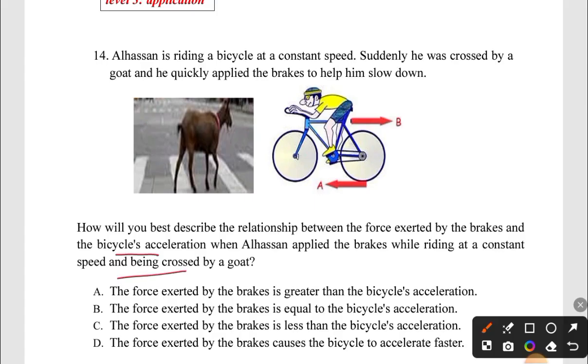A. The force exerted by the brakes is greater than the bicycle's acceleration. B. The force exerted by the brakes is equal to the bicycle's acceleration. C. The force exerted by the brakes is less than the bicycle's acceleration. D. The force exerted by the brakes causes the bicycle to accelerate faster. The answer to question 14 is D.